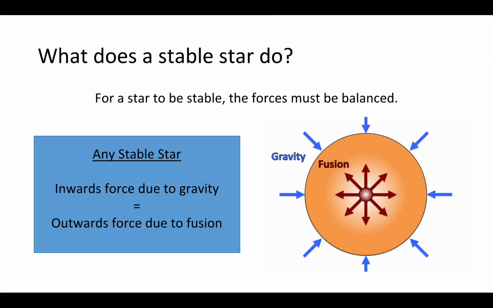So a stable star. For a star to be stable, the forces must be balanced. So you get gravity inwards, fusion outwards. And for any stable star, the inwards force due to gravity must be equal to the outwards force due to fusion. So if you want to pause and make some notes or draw that image, that's fine. Let's move on.